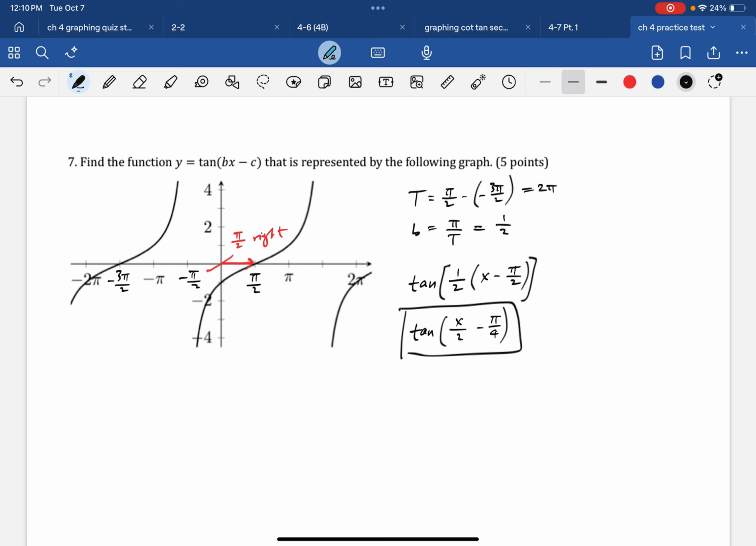Some other acceptable answers would have been tangent x over 2 plus 3 pi over 4. To find that, that could have also just been a shift by 3 pi over 2 to the left, which would have given you plus 3 pi over 2, and then multiplied by b, that's 3 pi over 4. So that's another acceptable answer.